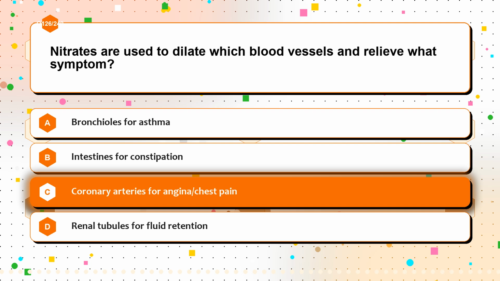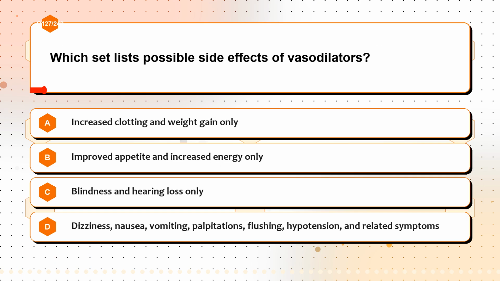The correct answer is option C, coronary arteries for angina/chest pain. Question 127. Which set lists possible side effects of vasodilators? Here are the options. Option A, increased clotting and weight gain only. Option B, improved appetite and increased energy only. Option C, blindness and hearing loss only. Option D, dizziness, nausea, vomiting, palpitations, flushing, hypotension, and related symptoms.